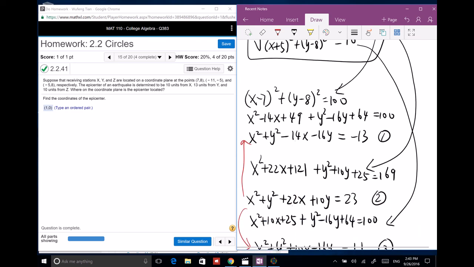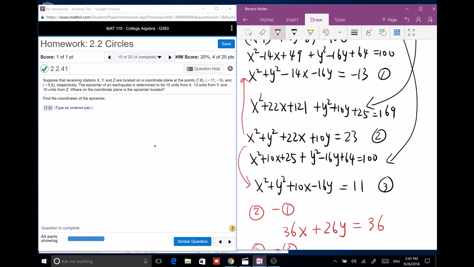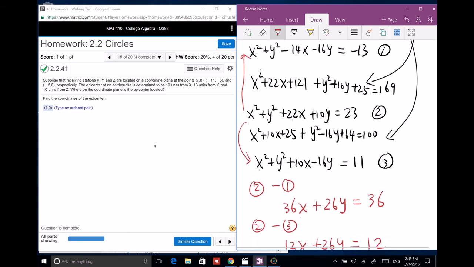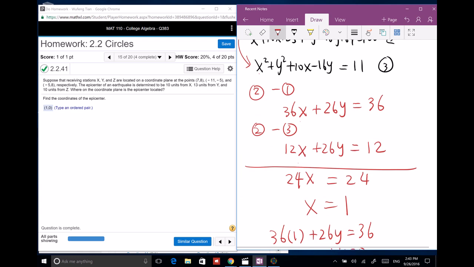You got this simplified. You FOIL the second one. You got this, and you simplify. For the third one, you got this, okay? And then you subtract the first and the second, x squared, y squared will be canceled out for sure. You only have x and y as a linear equation. And solve that linear equation system, okay?